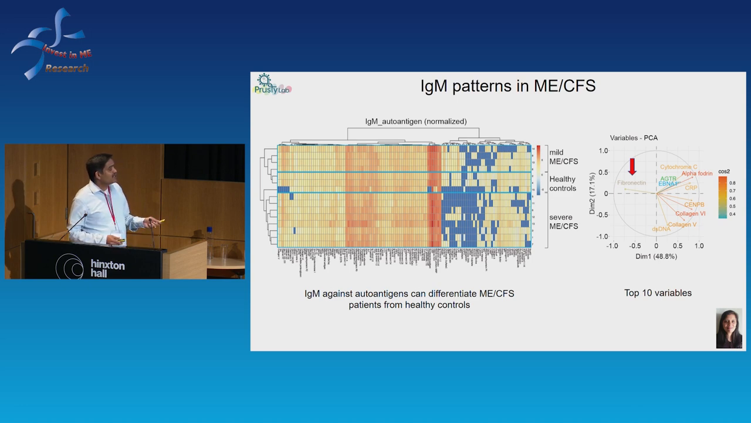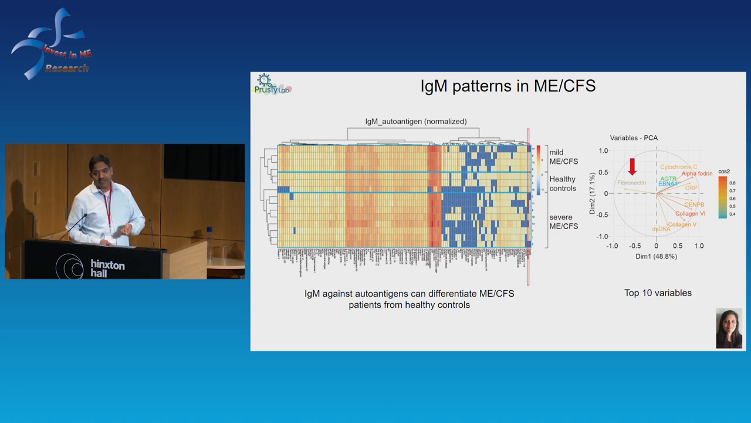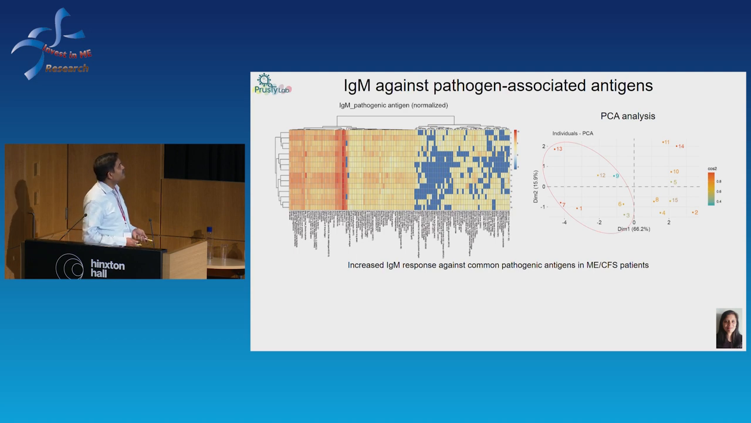But there's a very interesting protein here, fibronectin. I will come to it a little bit later. It seems that this is the only protein, at least in our data set, which is actually decreased or depleted in severe ME/CFS patients. So the IgM response against fibronectin is depleted. I just want to mention, we did all these experiments and we got tremendous help from our colleagues from Stanford to analyze all this data and bring it into a form where we can understand it.